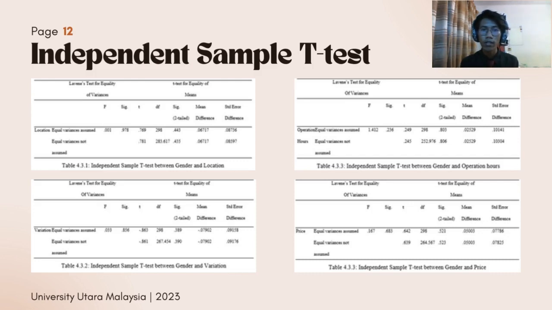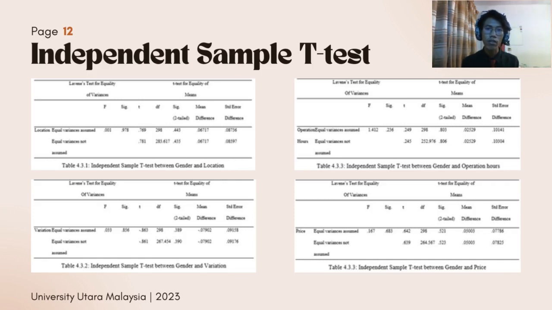The third variable is operating hours. The null hypothesis is there is no significant difference of operating hours among gender. The alternative hypothesis is there is a significant difference in operating hours among gender. The result of the p-value is 0.236, which is more than 0.05. Therefore, the null hypothesis is not rejected.